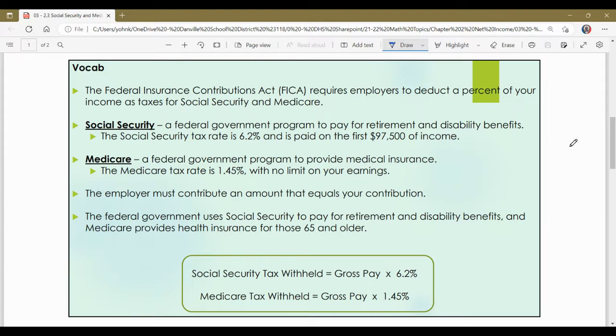Important to remember, Medicare is 1.45% of your earnings, and there is no limit. So if you earn $50,000, you get 1.45% taken out. If you earn $250,000 a year, you still get 1.45% taken out.